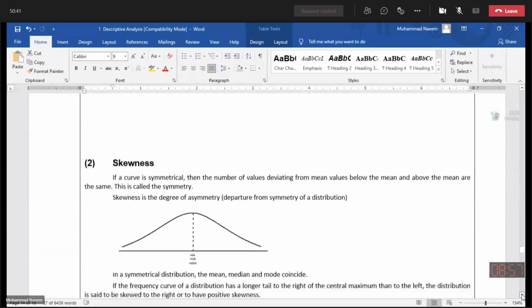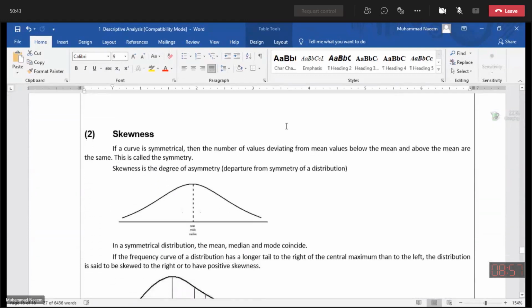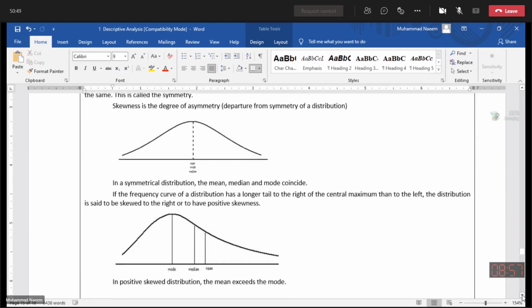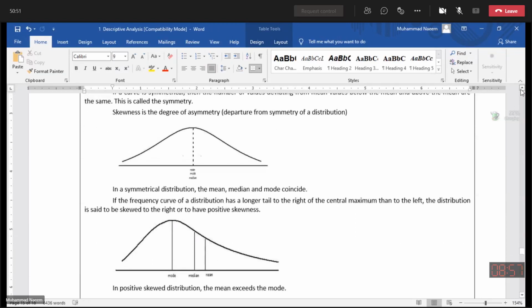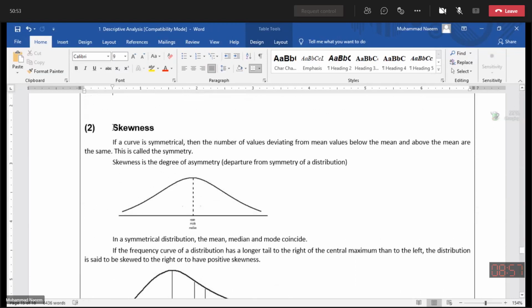So this was dealing with the moments. Now, what is skewness? Skewness is the opposite of symmetry. Symmetry means a distribution is symmetric when the frequency curve is like this.